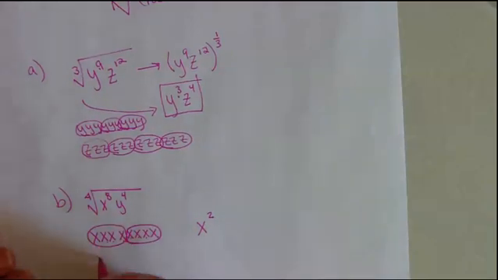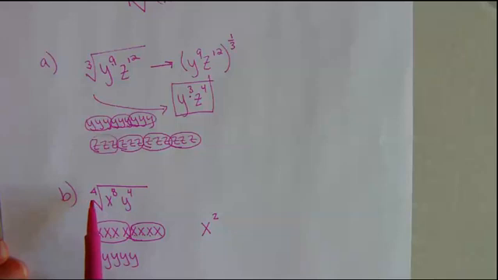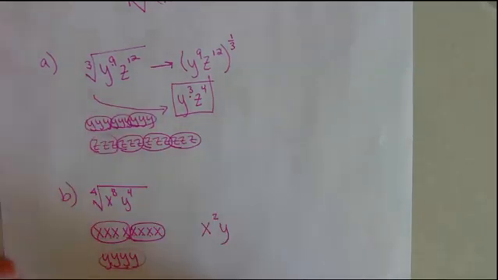And then y to the 4th, I have 1, 2, 3, 4 y's. Again, we're looking for groups of 4 because the index is 4. So circle those. 1 group of 4 means 1 y comes out.